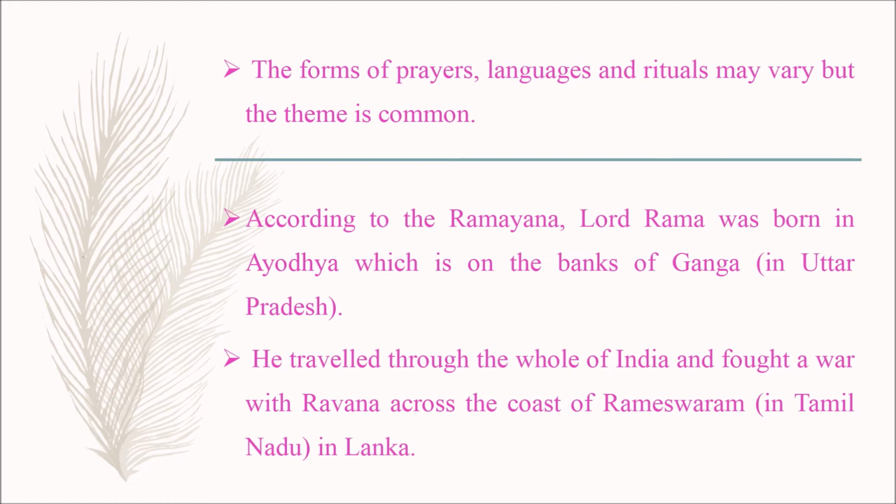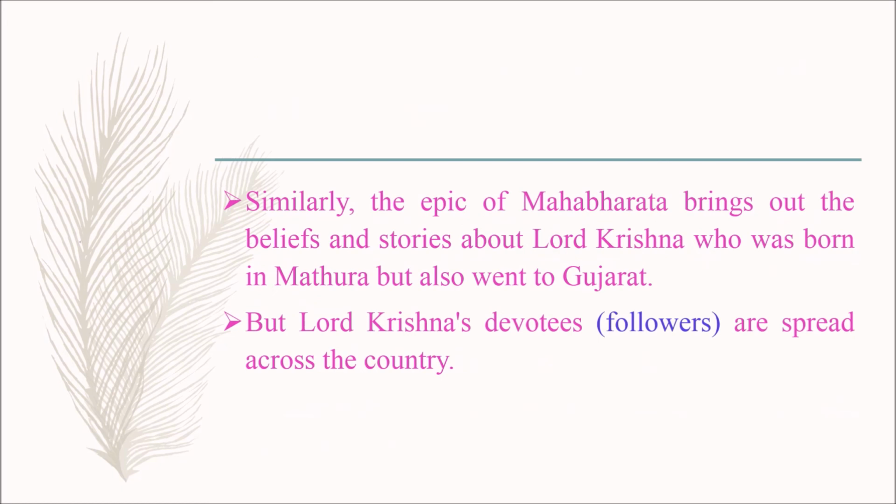According to the Ramayana, Lord Rama was born in Ayodhya, which is on the banks of Ganga in Uttar Pradesh. He travelled through the whole of India and fought a war with Ravana across the coast of Rameshwaram in Tamil Nadu, in Lanka. Similarly, the epic of Mahabharata brings out the beliefs and stories about Lord Krishna, who was born in Mathura but also went to Gujarat.